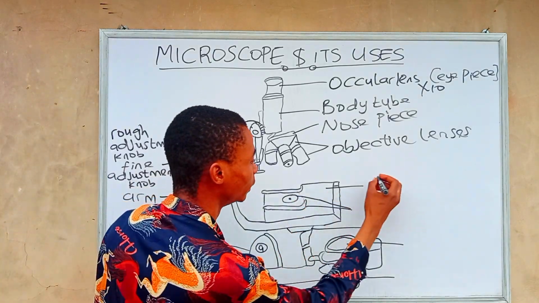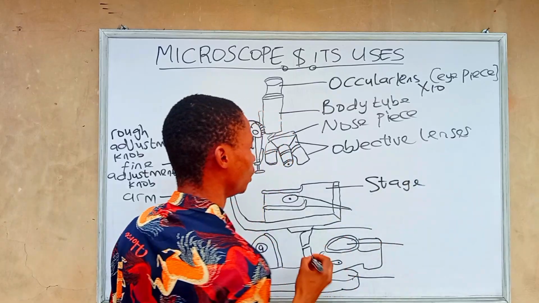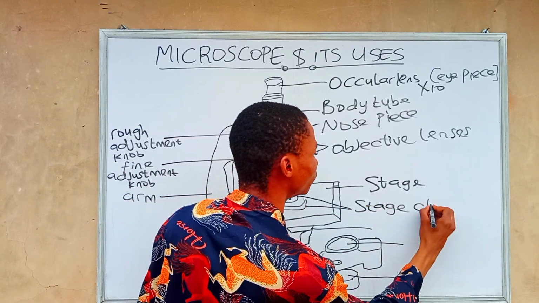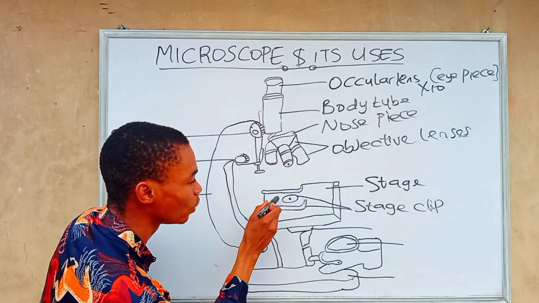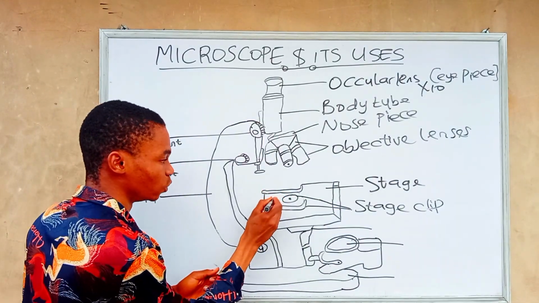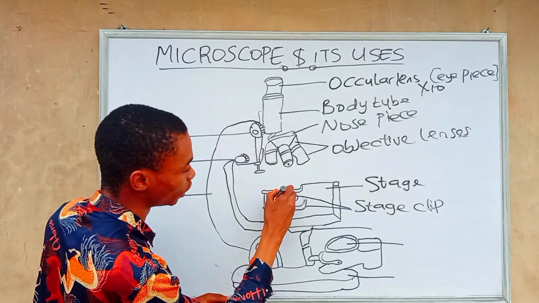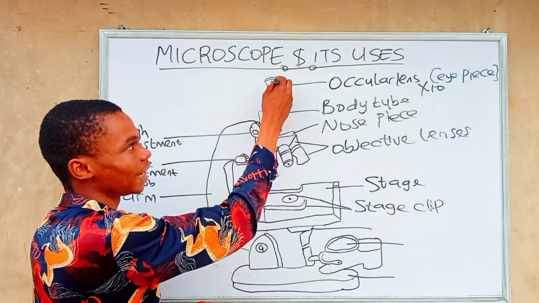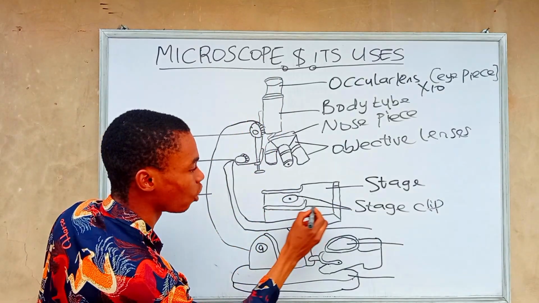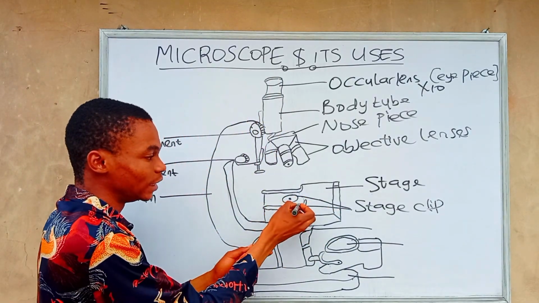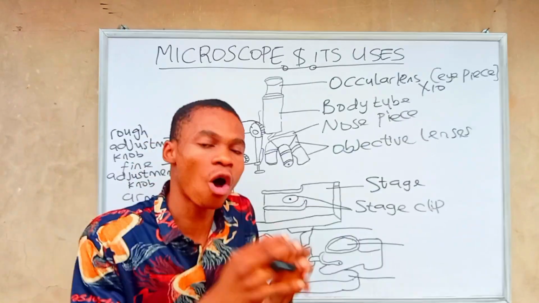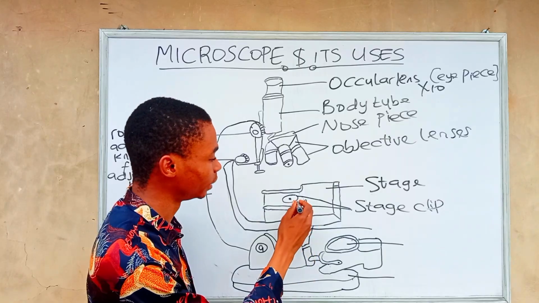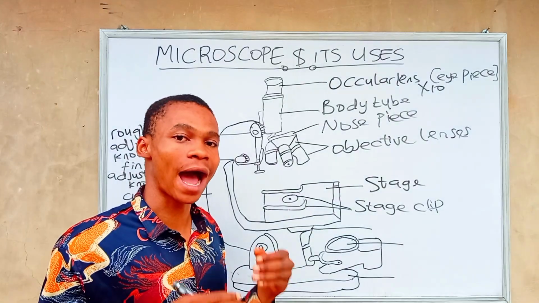So this part is called the stage. While this part is called the stage clip. The stage is the part where we put the specimen that we want to view. We use these objective lenses to view them, and we put our eyes here to look through it. This clip holds what? It holds the specimen placed on the stage, while the stage is where specimens are placed.